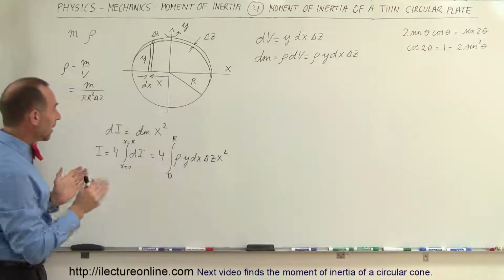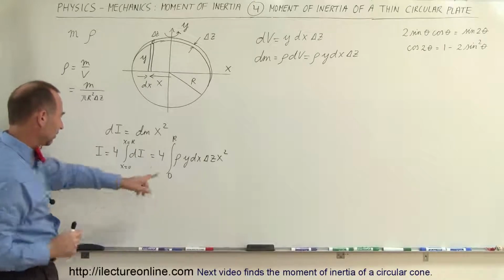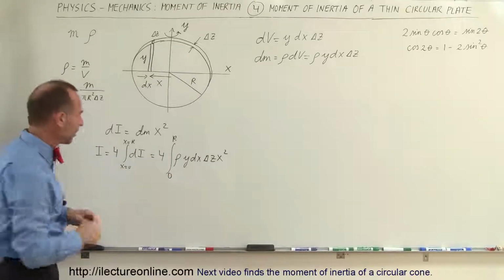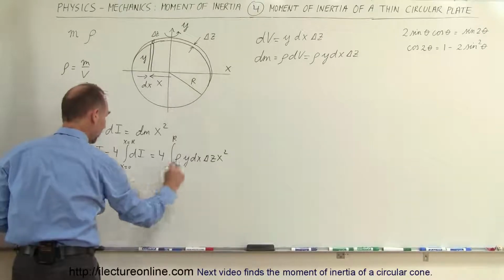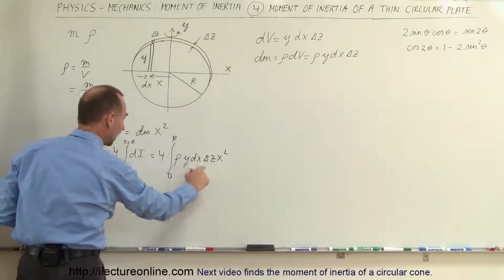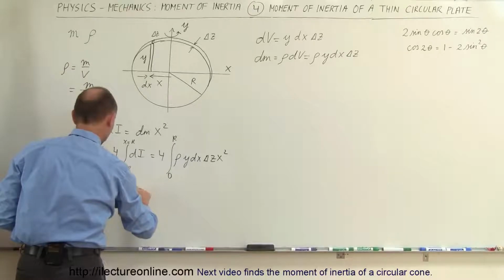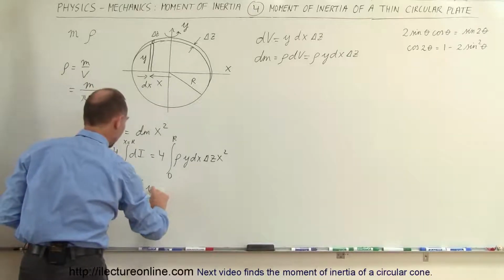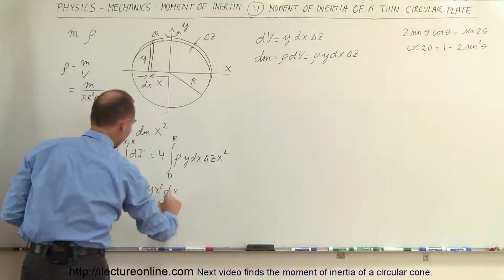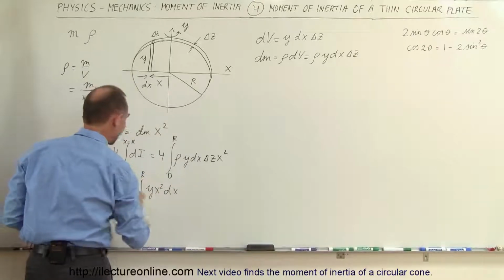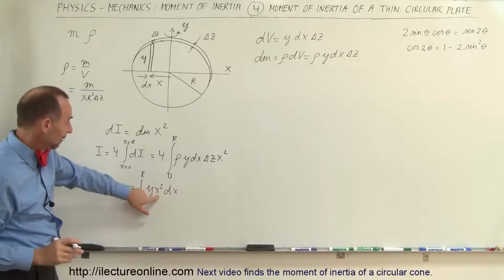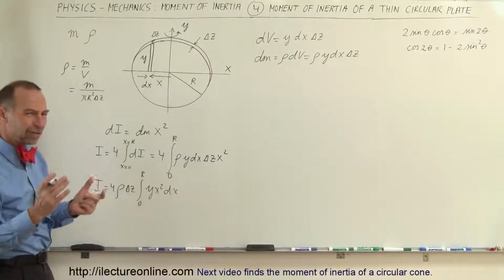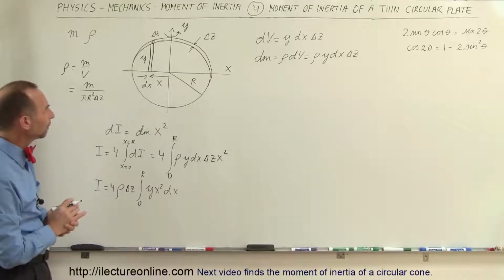All right. Now next, let's move out some constants to make it look a little bit cleaner. So I is equal to 4 times, let's take the density out, and delta z is a constant, delta z, which leaves us with a y, an x squared, and a dx from 0 to r. Okay, now it's a little better to look at. So we have a variable y, we have the variable x, and we have a dx. So we have to kind of come up with a common variable here.